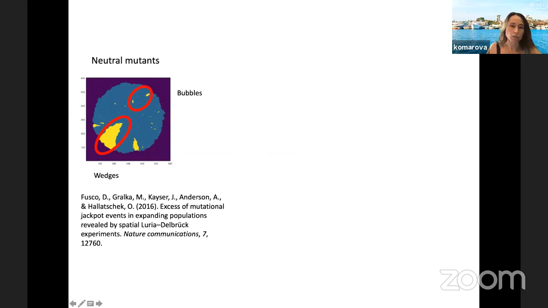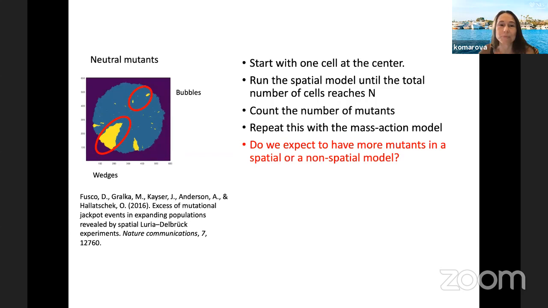So this was studied by Fusco et al. in 2016. The question is a comparison of creation of mutants in a growing spatial population like this compared to a non-spatial population. So we start with one cell at the center, run the spatial model until the total number of cells reaches a threshold N, count the number of mutants, and then we repeat this in the well-mixed mass action model. Do we expect to have more mutants or fewer mutants in the spatial compared to non-spatial model? So this question was answered in this paper.